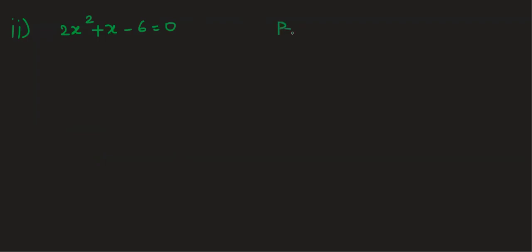Now I'll have to find two numbers whose product will be the coefficient of x square times the constant term, which is nothing but 2 into, consider the sign also, minus 6. So the two numbers' product will be minus 12, and whose sum should be equal to the coefficient of x, which is actually 1.